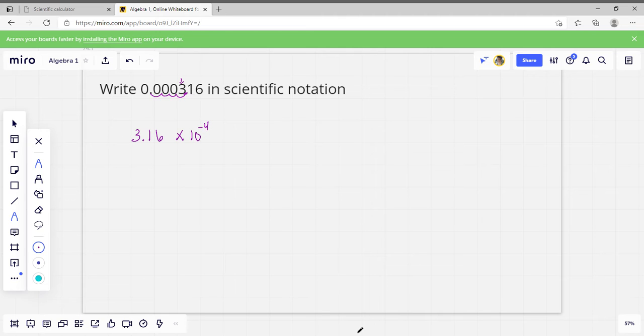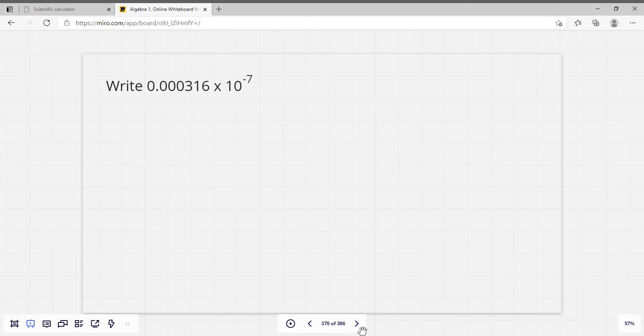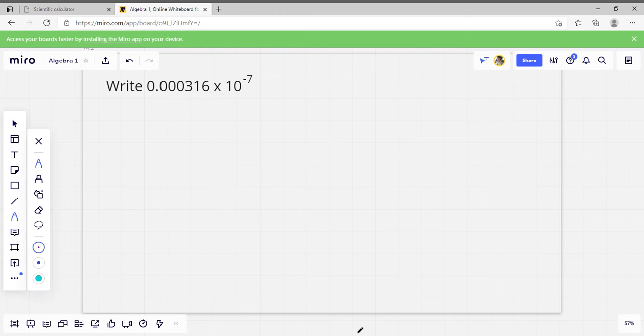So when you start off with a decimal, your exponent is negative. When you start off with a big number and you go to a smaller number, then your exponent is positive. Okay, on this one, it asks us to write that in proper scientific notation.